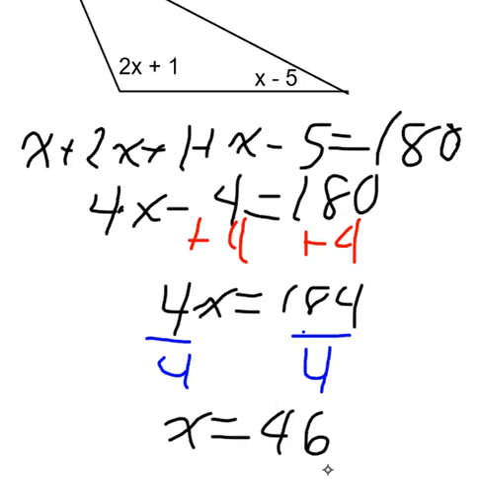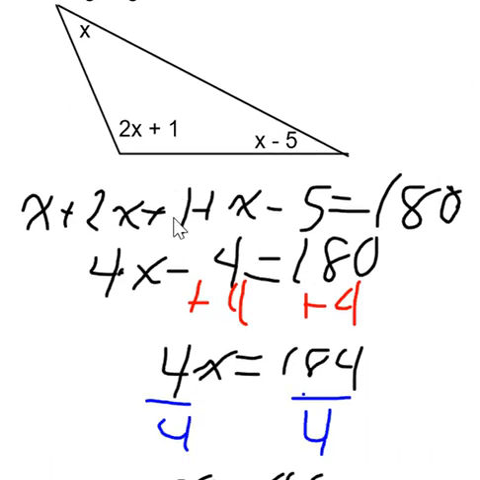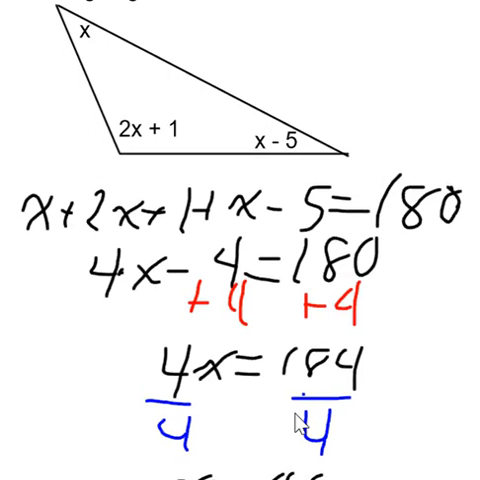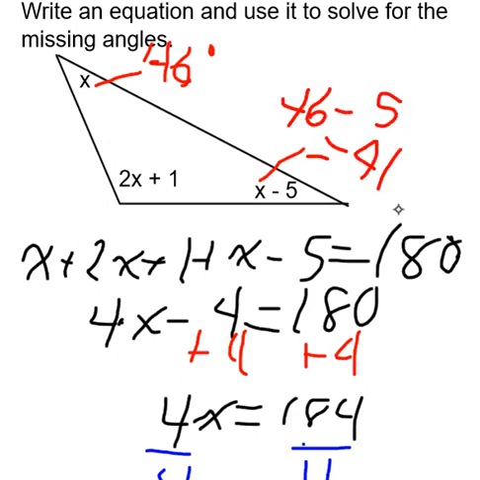Now it said to use the equation and solve for the missing angles, so I'm not done. I need to take my answer of 46. It's not what my missing angles are. Well, there's one of them, because one of them is x, but now I go back and substitute. I say, okay, this one is 46 degrees. This one is 46 minus 5, or 41 degrees.